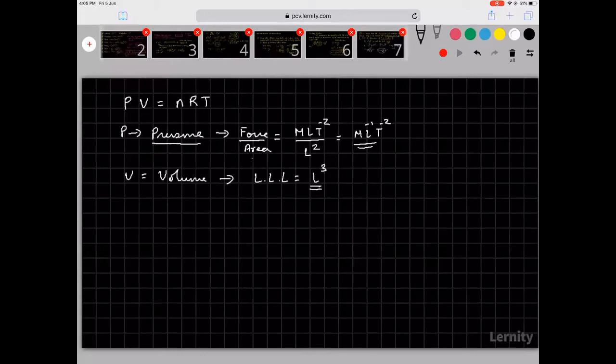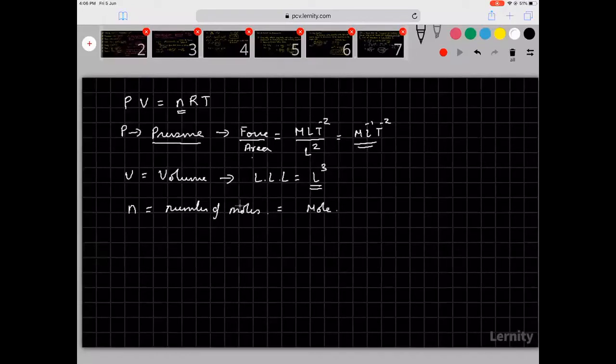Okay. Now n is a constant, which is the number of moles. So its dimension will be mole. R is a constant called the universal gas constant. Its value is 8.31 liter atmosphere per mole per degree Kelvin.